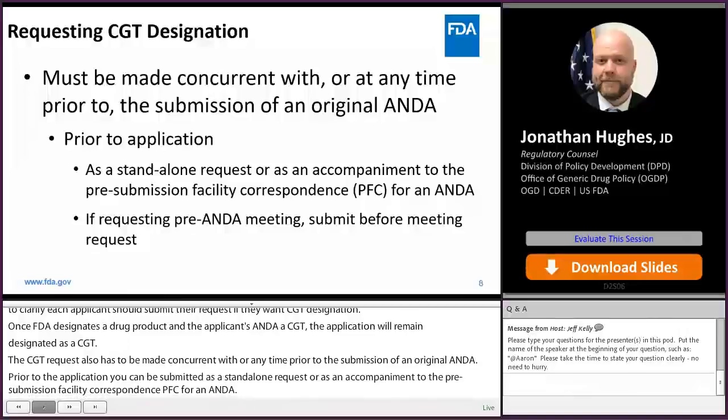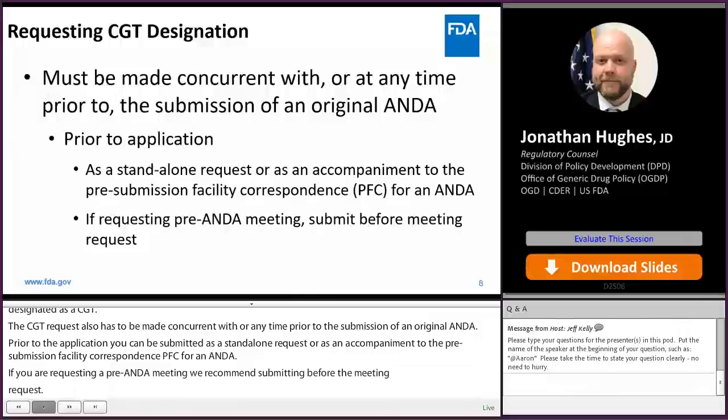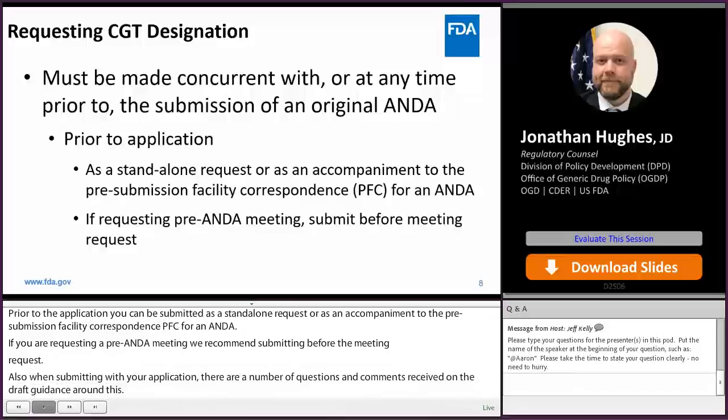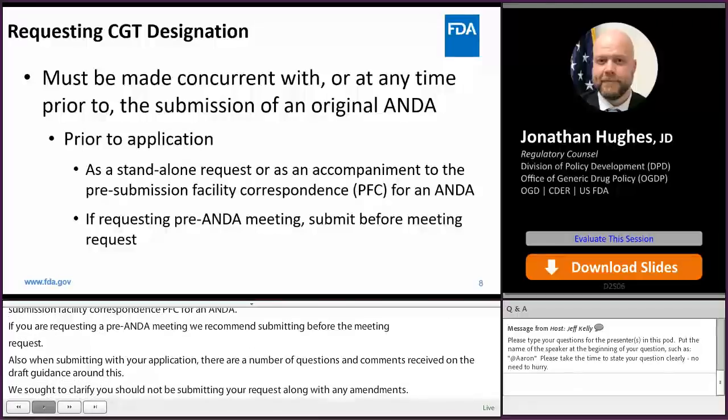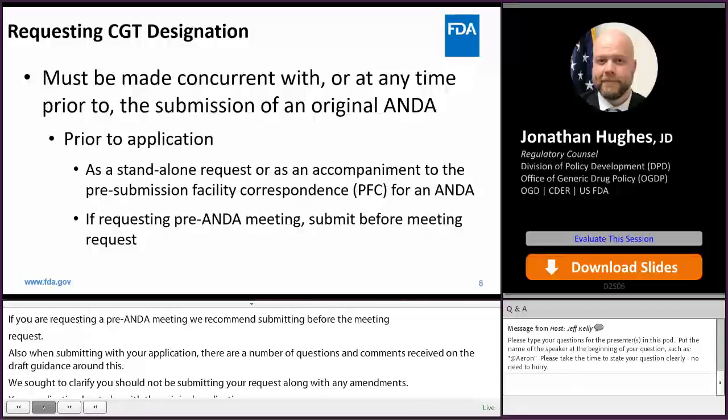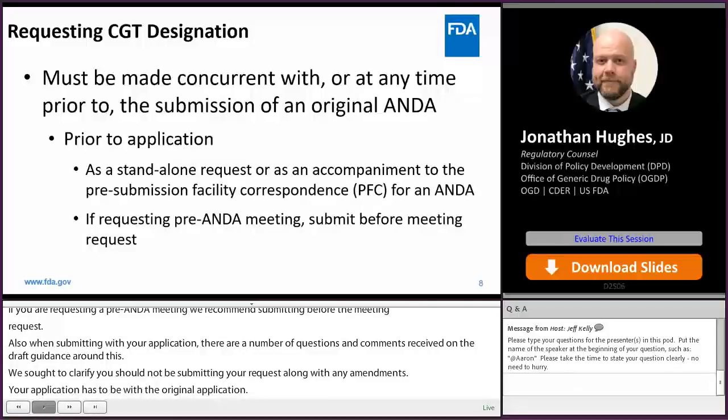Also, when you're submitting with your application, there were a number of questions and comments received on the draft guidance around this. So we sought to clarify that you shouldn't be submitting your request along with any amendments to your application. It has to be with the original application. You can't file any amendments during the filing review or those types of things unless it meets the exception and FDA refuses to receive the application.